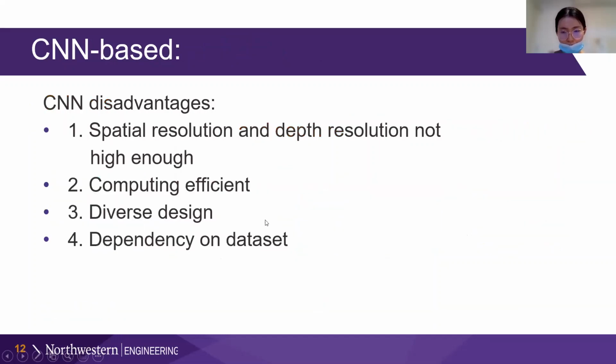Although CNN has the advantage of calculating features automatically, it also has many limitations, like the resolution is not high when sample data is not sufficient, or computing efficiency still needs to be improved when data is large. And there are too many designs of CNN, and the evaluation criteria are hard to choose.